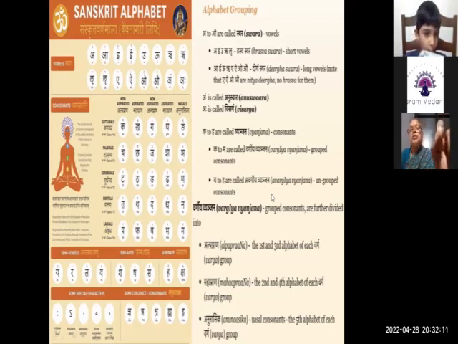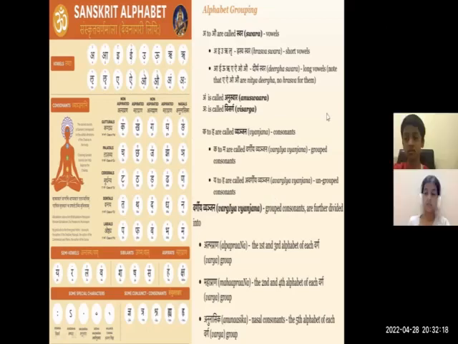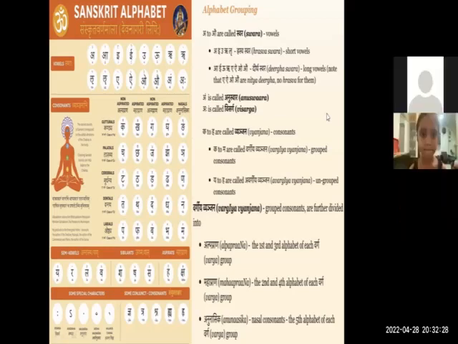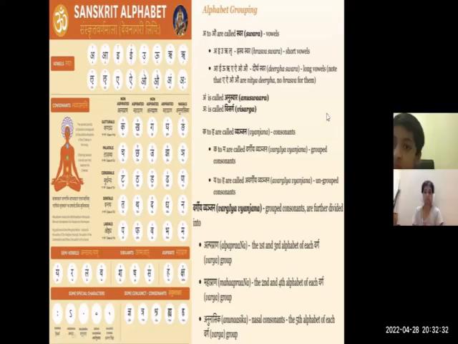Then we have the dirgha swaras, the long vowels, that is aa, ee, oo, ru. These are called long vowels. E, ai, o, au are also long.